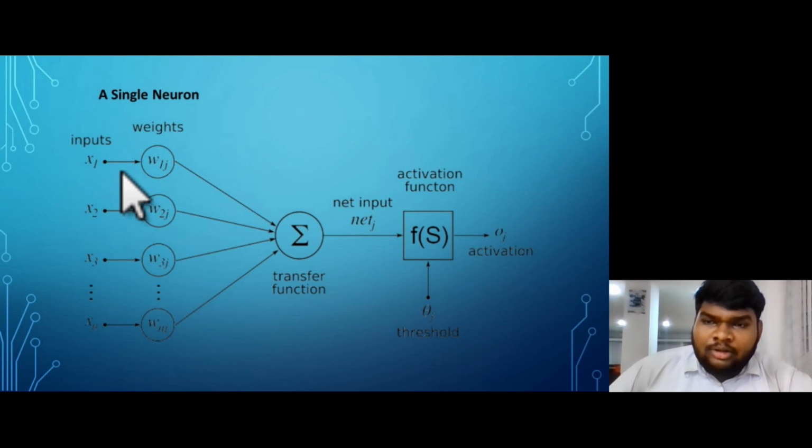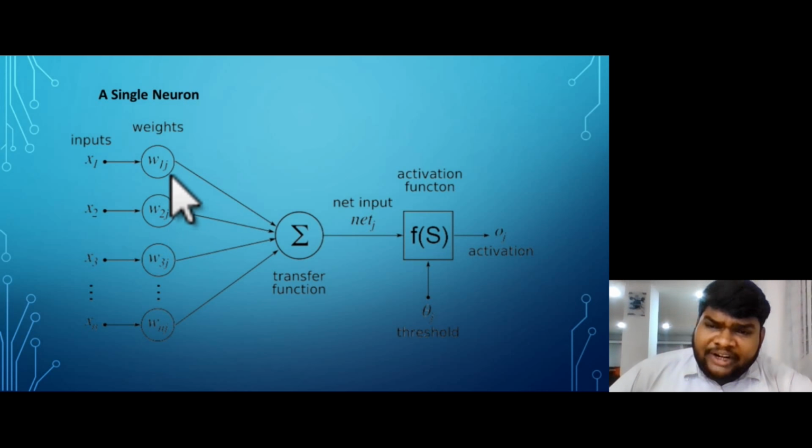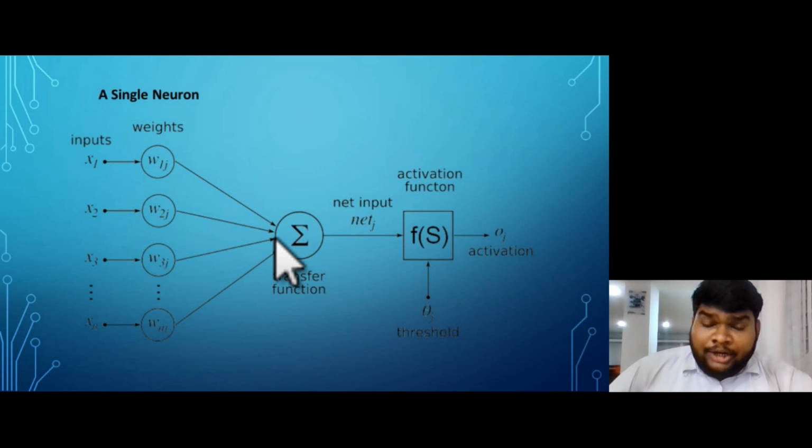Here we have taken x1, x2 up till xn inputs, and they are passed through a transfer function. And along the way, they are weighted, and these weights are unique. So we have the inputs times the weights passed through the transfer function, and based on this, a neuron may fire or may not fire.